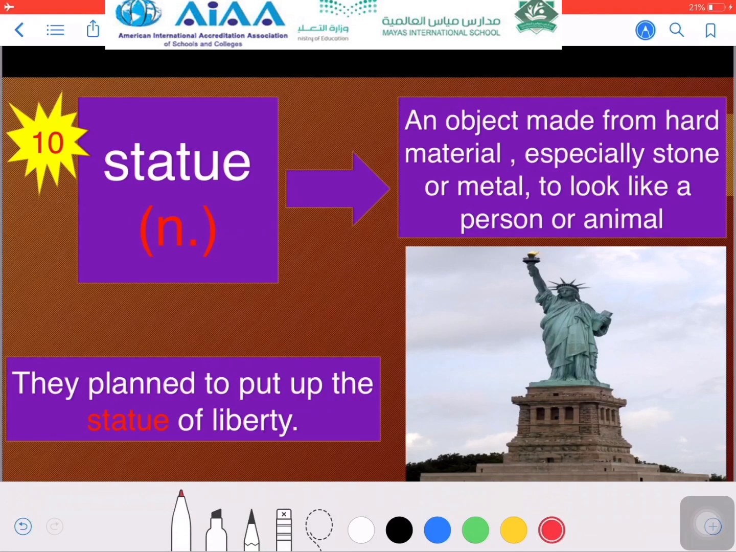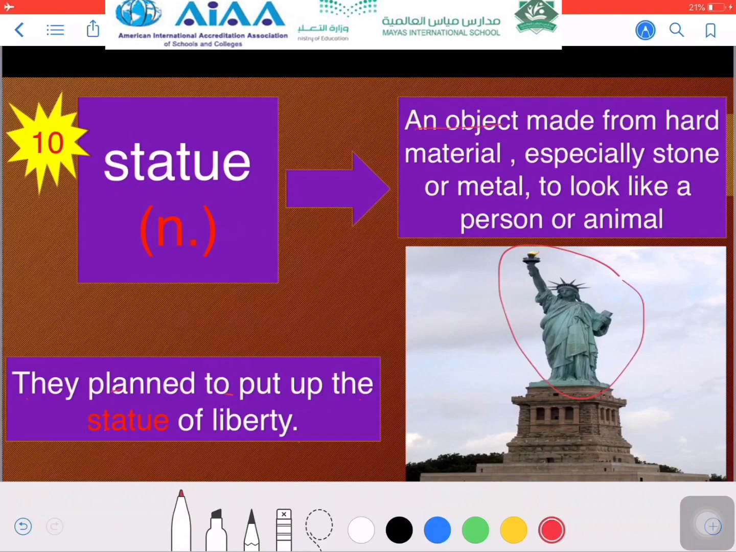Statue. Here, they planned to put up the Statue of Liberty. So this is the Statue of Liberty that you took in reading, right? So what's the meaning of the word statue itself?